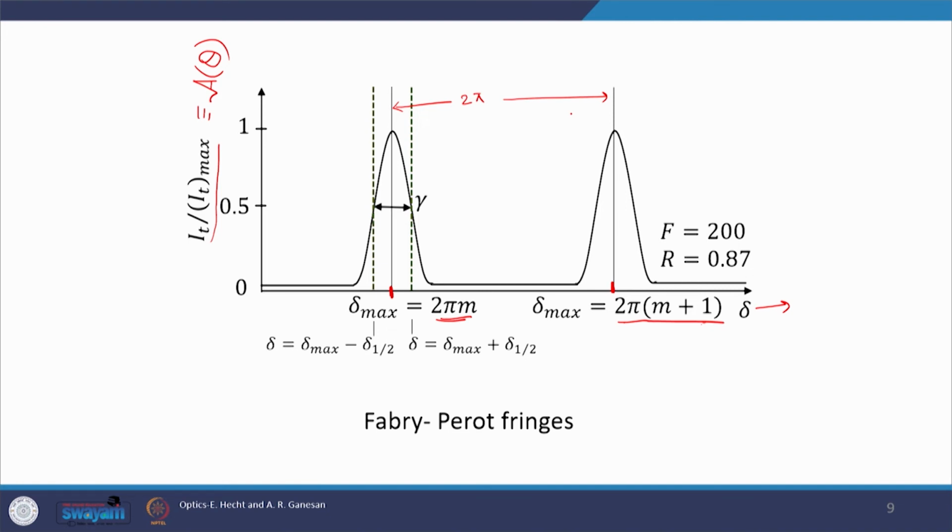All these maxima peaks have a certain width. The width is represented by gamma, and it is measured at the value when the Airy function reduces to half, so it is a half width. How to calculate it? Del half is the half width. If you move from the center by del half on the left, you get this edge, and if you move on the right by del half, you get the other edge. The difference between these two edges gives you the width, which is twice del half. This plot is drawn for f equal to 200 and capital R equal to 0.87. You see that f, the coefficient of finesse, is very large compared to 1.